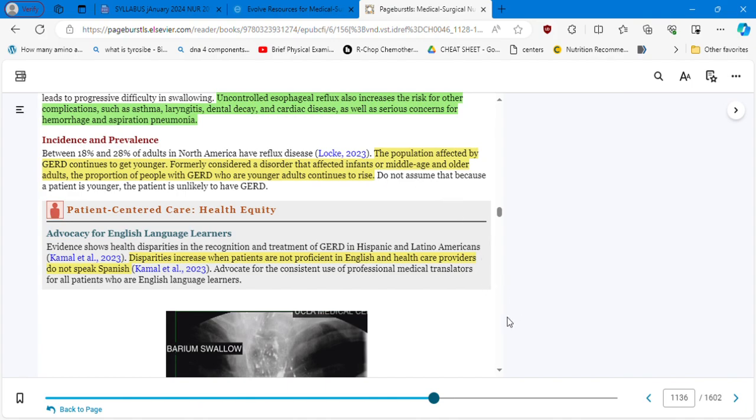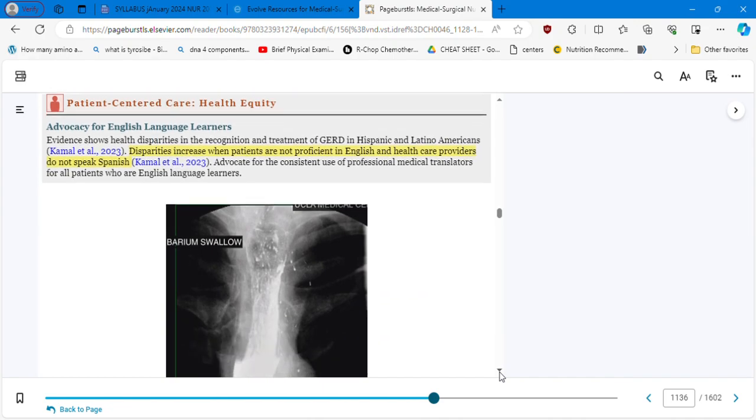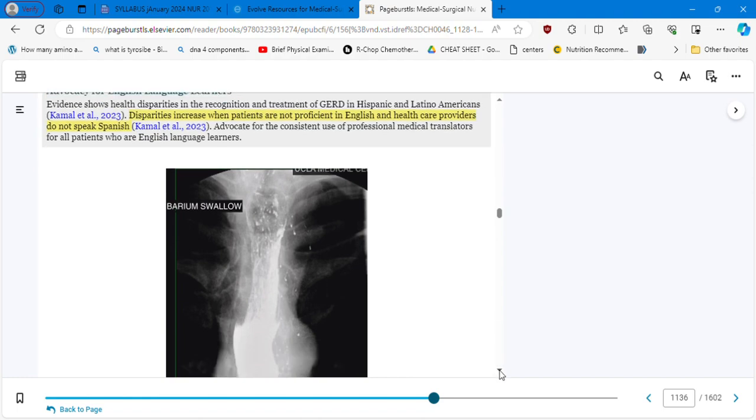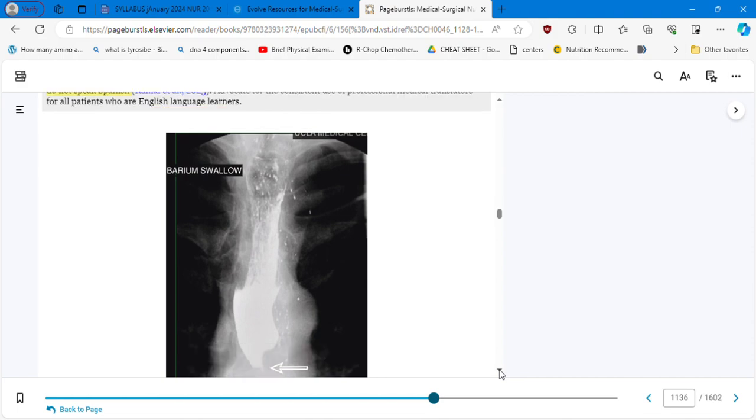So, patient-centered care, your health equity. Disparities increase when patients are not proficient in English and healthcare providers do not speak Spanish. That's one of the problems, right? Right now, with immigration, there are immigrants from different countries, not only from Latin America, but also from Asian countries, from African countries in general. This puts all these patients at risk for not understanding doctors' instructions or having access to healthcare providers in their language, right?